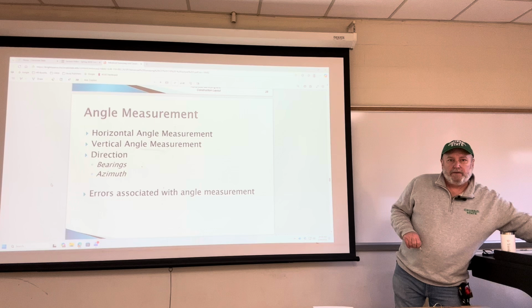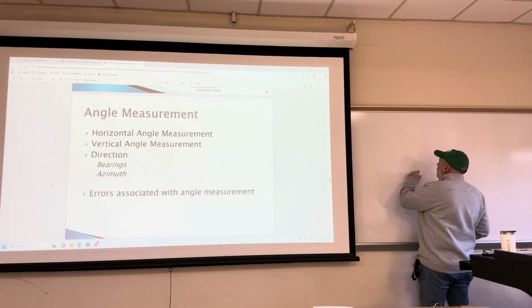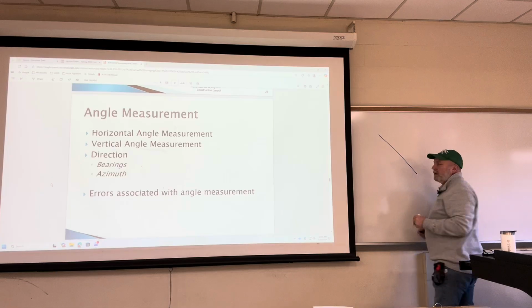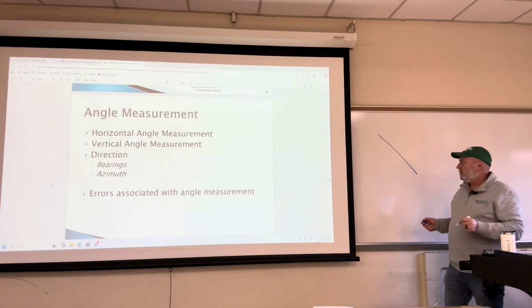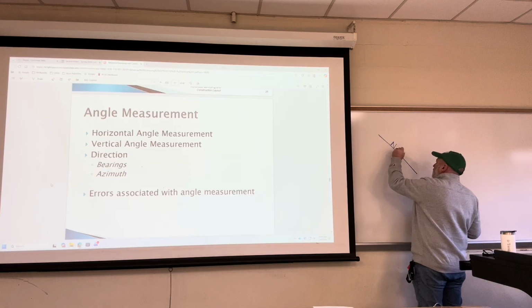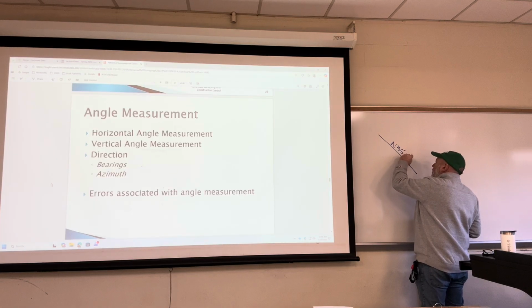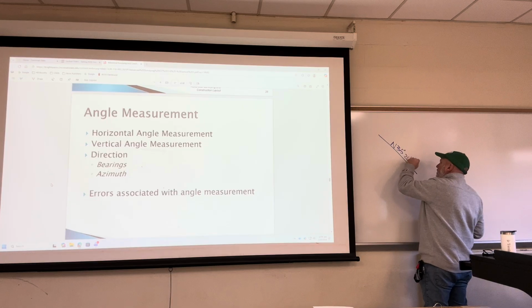I'm just going to draw for the fun of it because I can. You have a line going in the northwest direction. You have some bearing listed. We'll just make up something here. 35 degrees, 26 minutes, 47 seconds west.